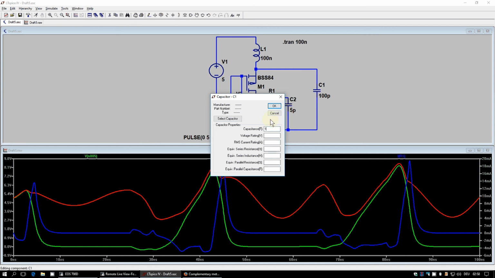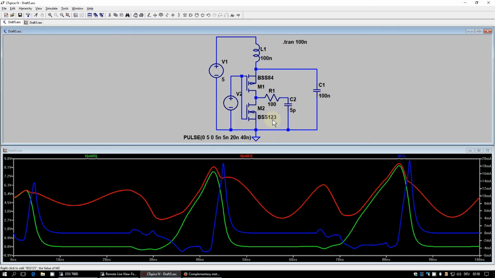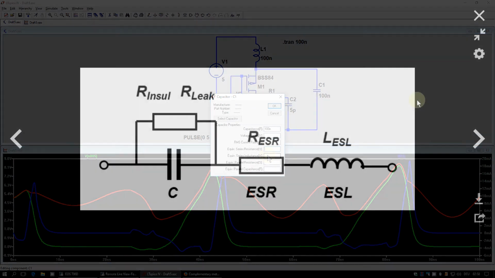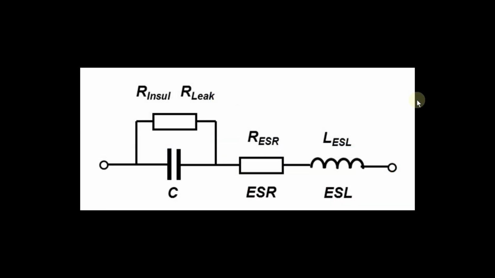Let's go back to 100 nanofarads, and what we have neglected until now, that is the ESR, the equivalent series resistance of our capacitor, and the equivalent series inductance. So let's first of all take a look at what the parasitic elements of a capacitor are.